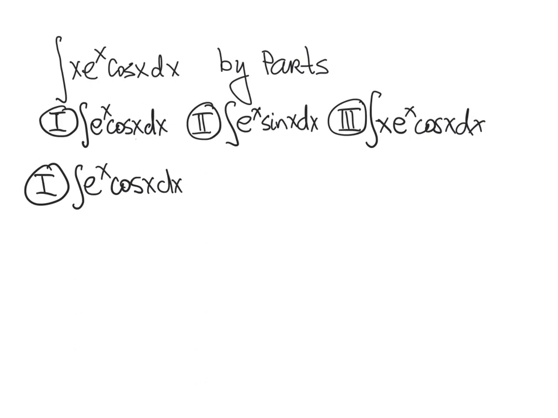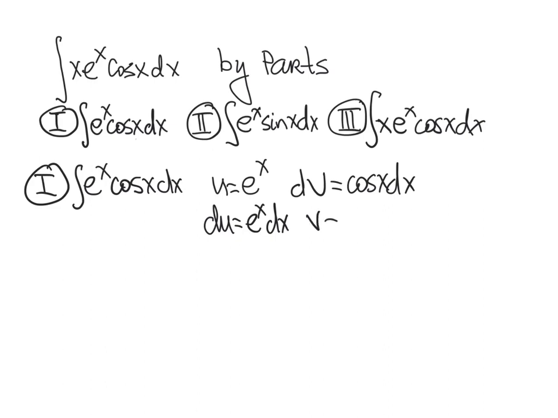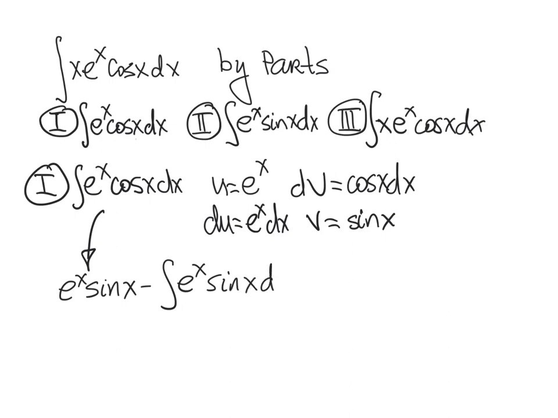We're going to use integration by parts. Let u be e to the x and dv be cosine of x times dx. From here we compute du, which is e to the x dx, and v is sine x. And so the integral of e to the x cosine x equals u times v, or e to the x times sine x, minus the integral of v du, which is the integral of e to the x sine x.